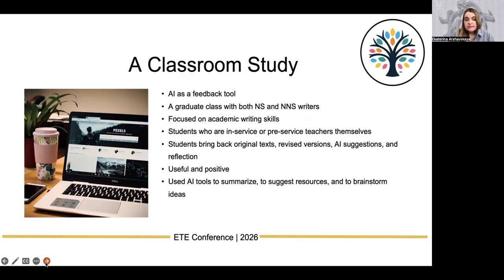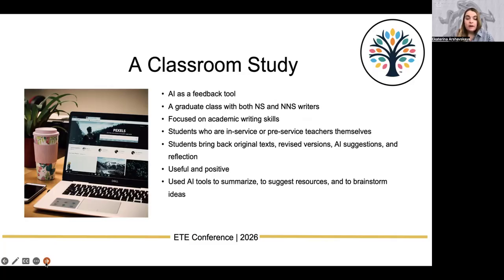So with every assignment that we had, they had to bring back their original writing, their revised versions based on AI feedback, and their reflection on the feedback. So which feedback was more useful for them, which was not. And overall, they thought it was very useful and positive, this kind of arrangement.